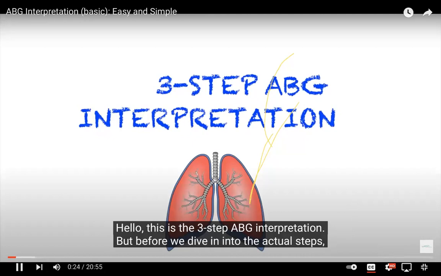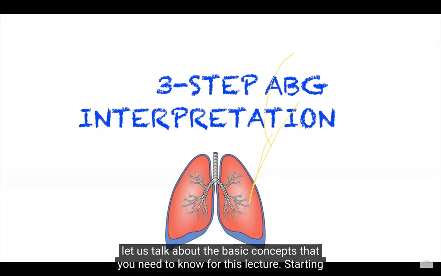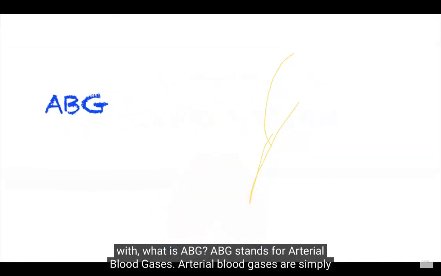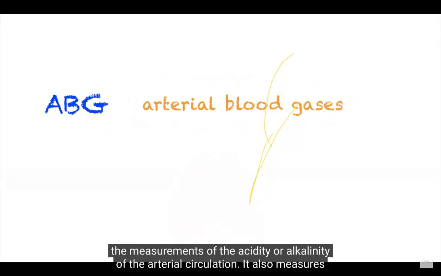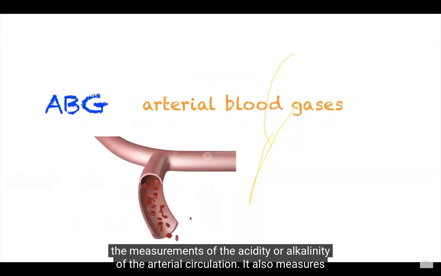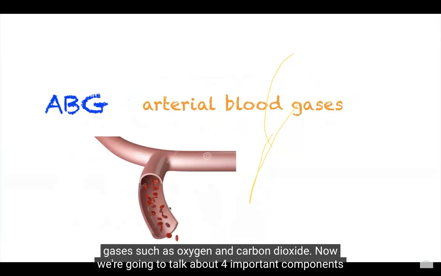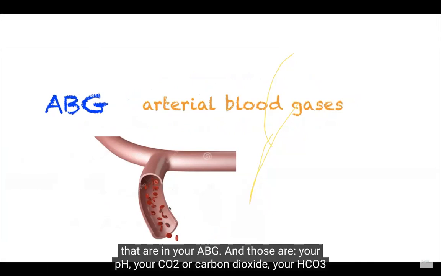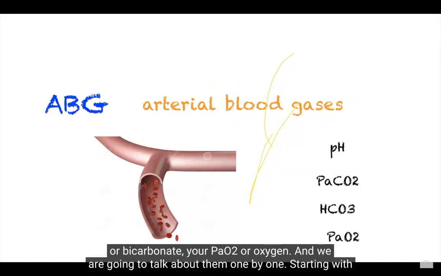But before we dive into the actual steps, let us talk about basic concepts that you need to know for this lecture. Starting with, what is ABG? ABG stands for arterial blood gases. Arterial blood gases are simply the measurements of the acidity or alkalinity of the arterial circulation. It also measures gases such as oxygen and carbon dioxide. Now we are going to talk about 4 important components that are in your ABG, and those are your pH, your CO2 or carbon dioxide, your HCO3 or bicarbonate, your PaO2 or oxygen.